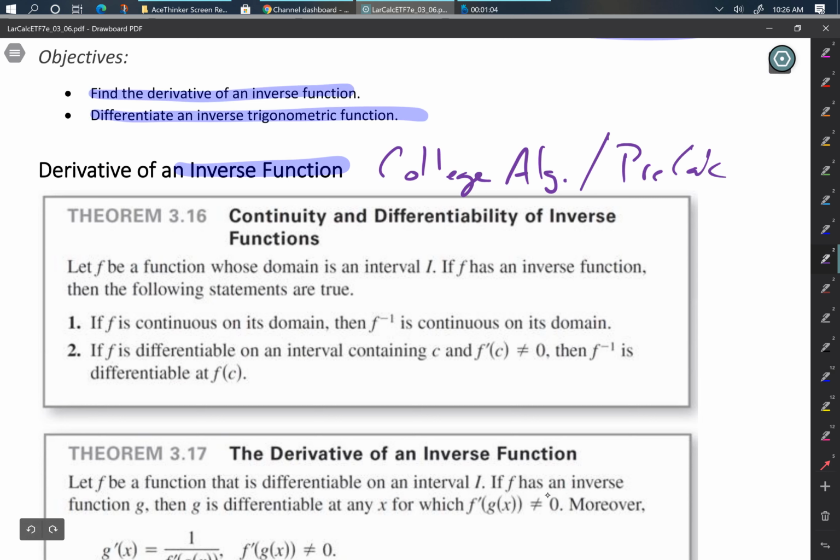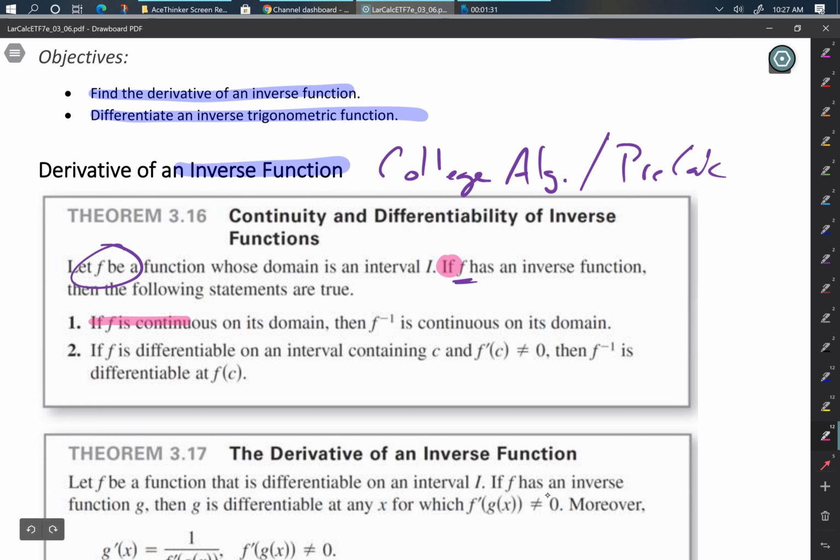We're going to start by saying there is a function f whose domain is an interval I. It could be the entire real numbers, or it could be a small piece of it. If that function f has an inverse function, I want to stop right there because there's a giant word that only takes up two letters: if. Every function does not have an inverse. But if you have a function that does have an inverse, then the following statements are true.